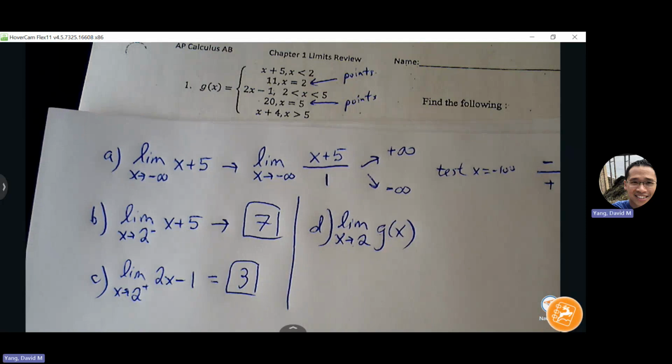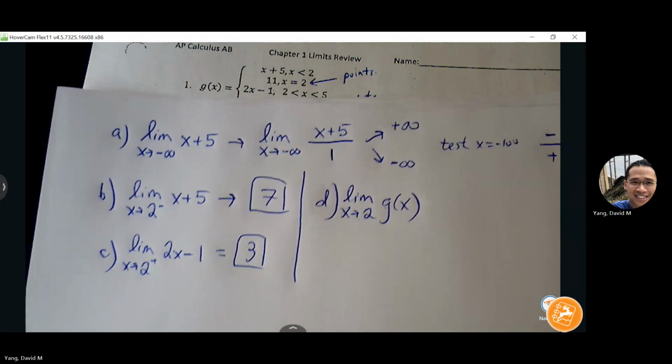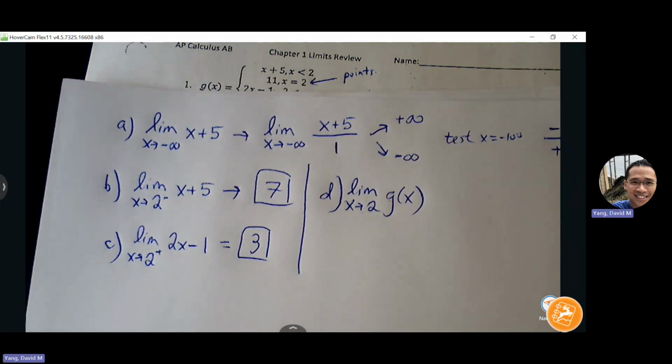So, what did you guys say? Okay, the limit does not exist. And it is a non-removable discontinuity.